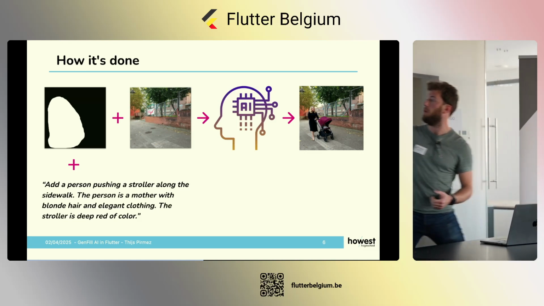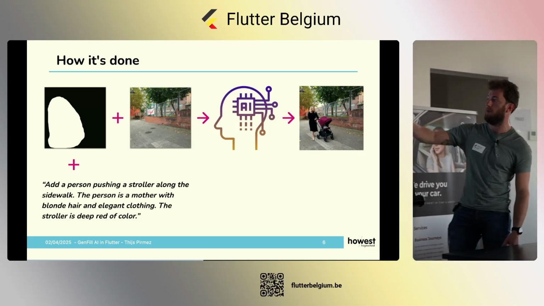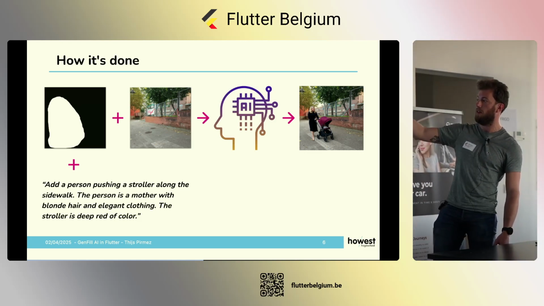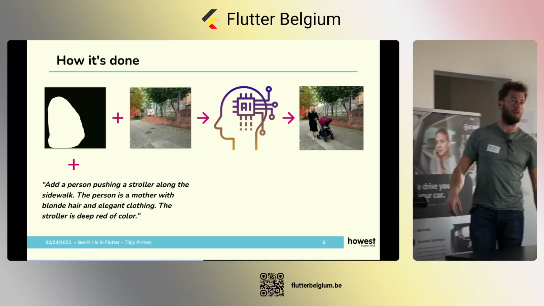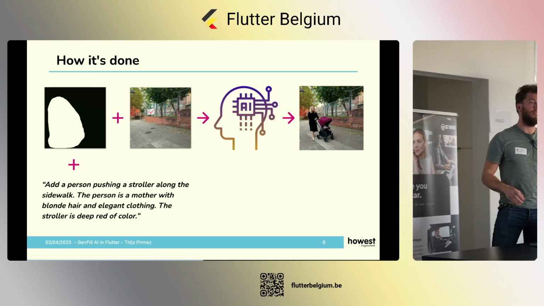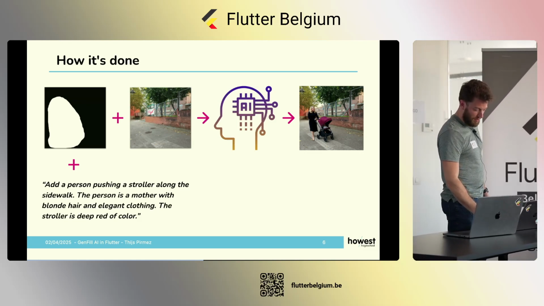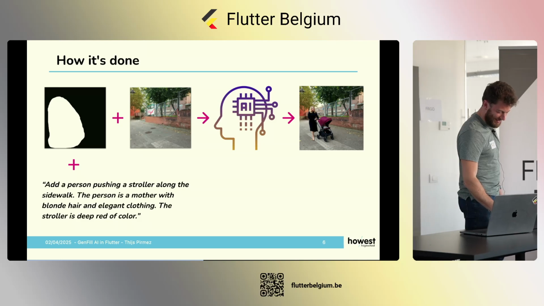For example, say a person is pushing a stroller along the sidewalk, the person is a mother with blonde hair and elegant clothing, the stroller is deep red in color. You show that area, and then, okay, the woman appears with the stroller. This is not always that perfect. I came across a lot of weird generations as well. So I'm not sure if the demo is going to go well, but let's see how it goes.